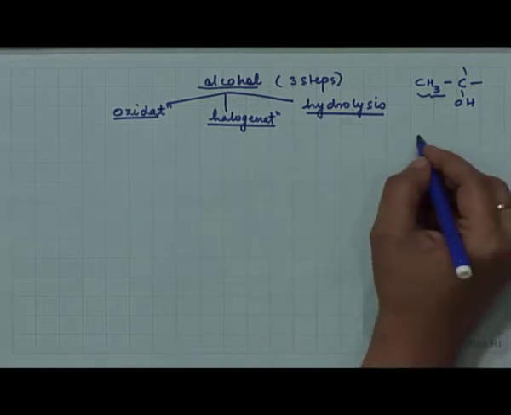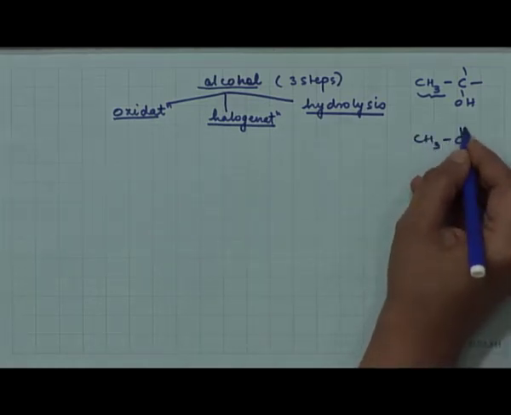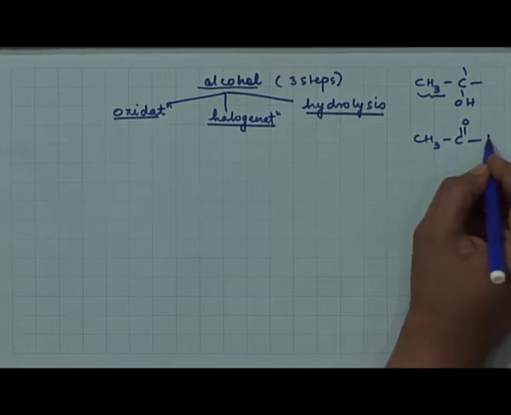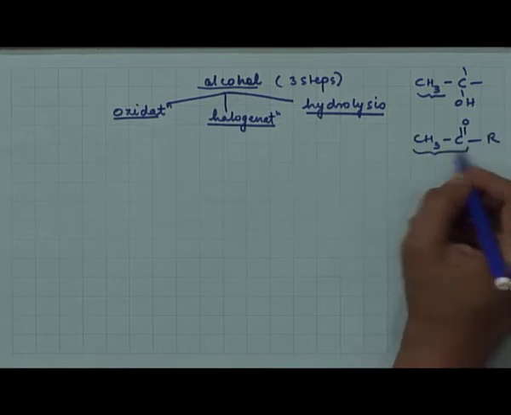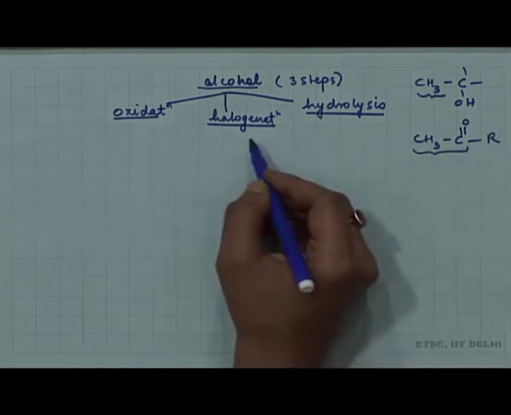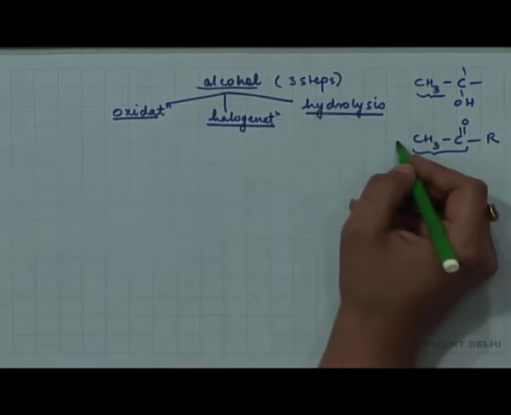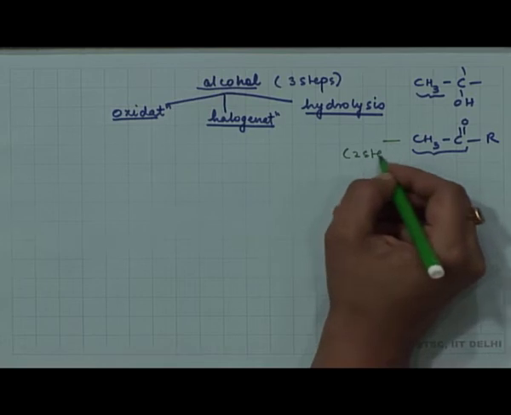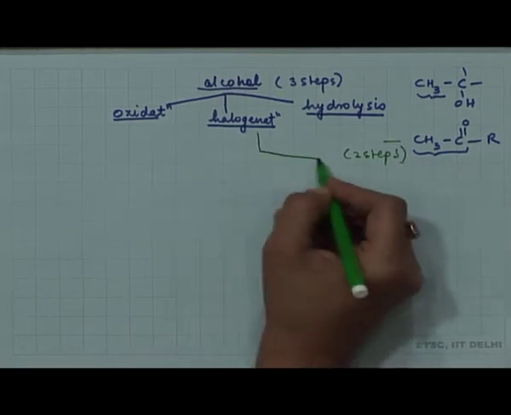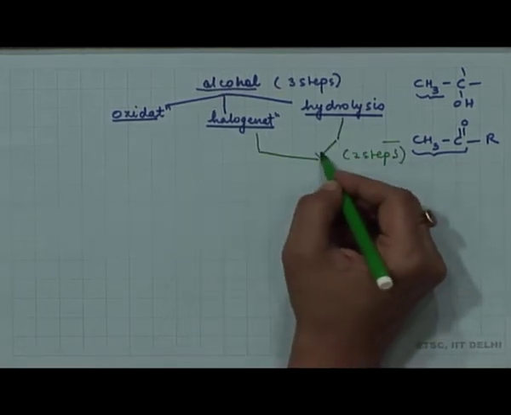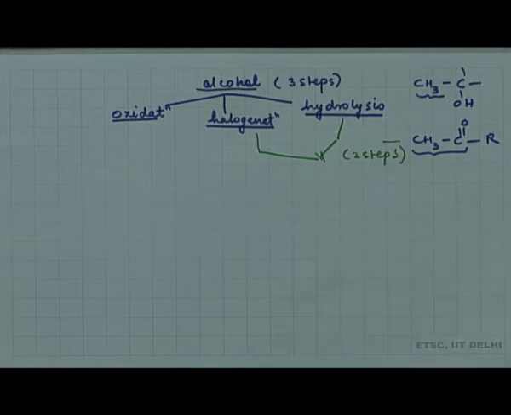But if you directly start with an aldehyde, which is acetaldehyde, or a ketone, which is a methyl ketone, in this case it will only involve 2 steps. With these ketones it will only require 2 steps, which are the halogenation and hydrolysis. So, only 2 steps are required with the ketones, because you do not need an initial oxidation.